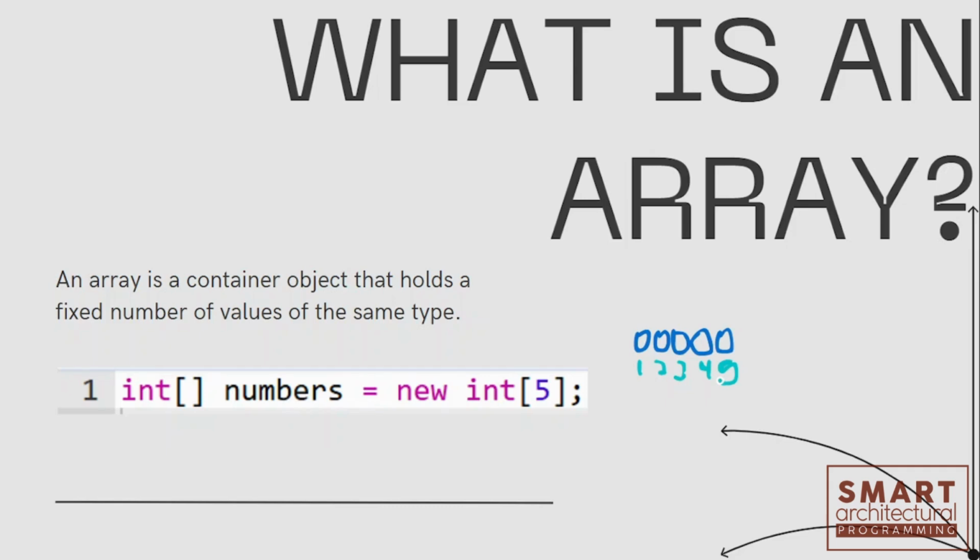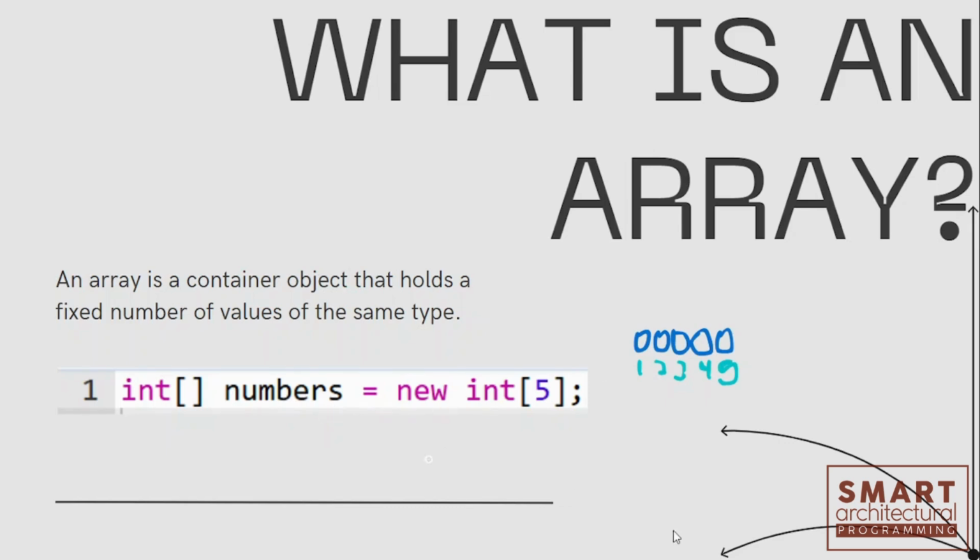Basically, an array is a container object that holds a fixed number of values of the same type, right? So just like these rows of chairs, an array could have, let's say, integers like 1, 2, 3, 4, 5 that are stored together, or it could have strings, or even objects. Arrays store multiple values in a single variable, but the caveat is that all of the values in a single array must be of the same type, right?